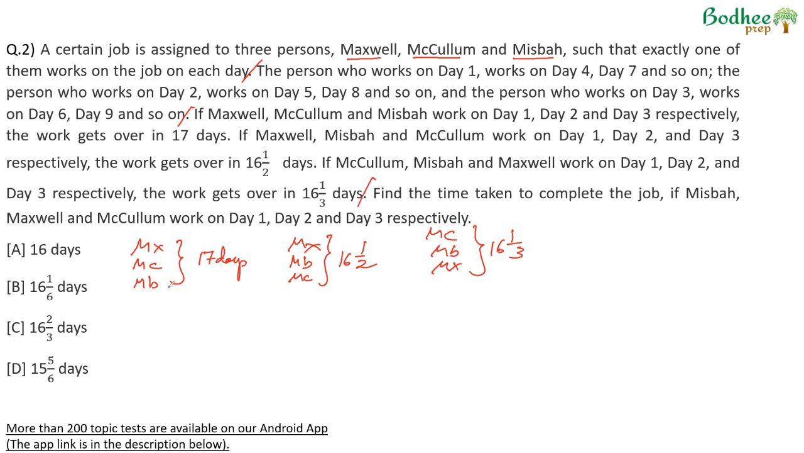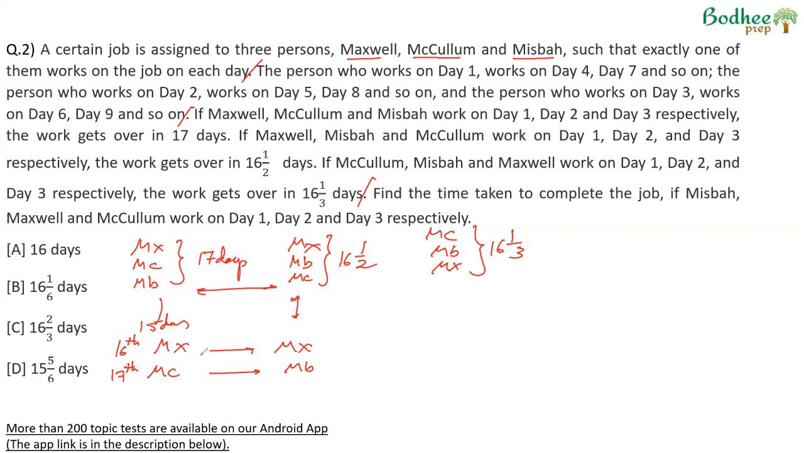So let us first work with this. Now, if we compare these two situations, day 1, 2, 3, Maxwell, McCullum, Misbah, this process will repeat till 15 days. On the 16th day here, Maxwell will come to work, and on the 17th day, McCullum will come to work. Here, till 15 days this process will repeat. On the 16th day we will have Maxwell, and on the 17th day we will have Misbah.